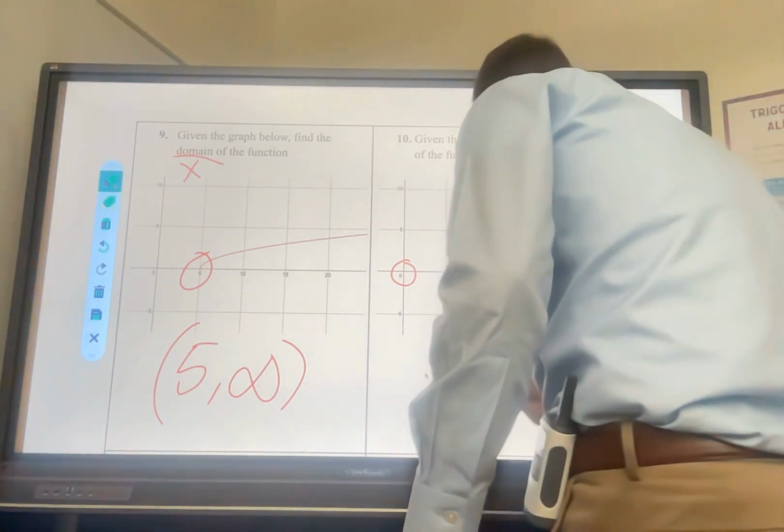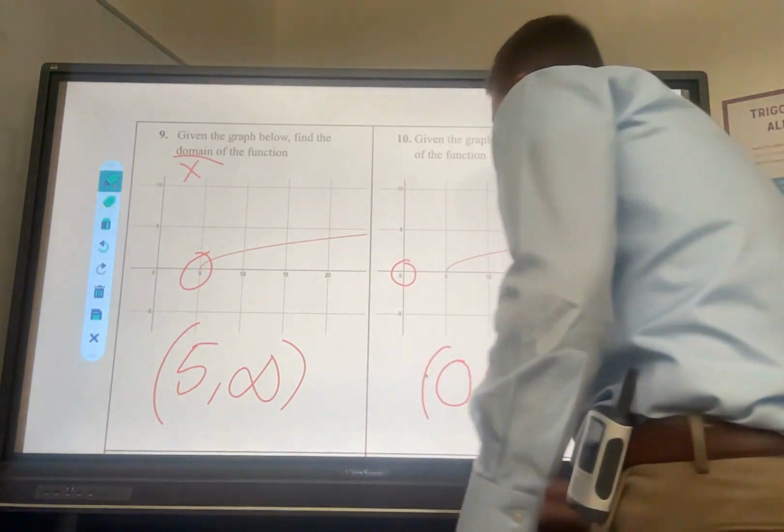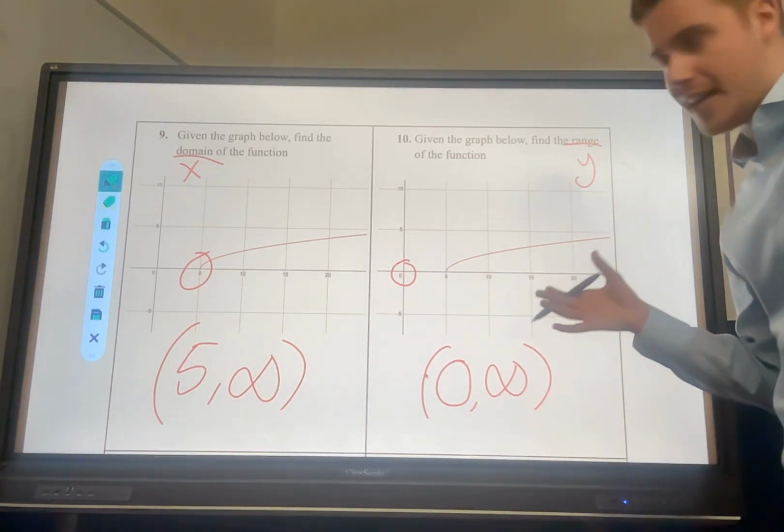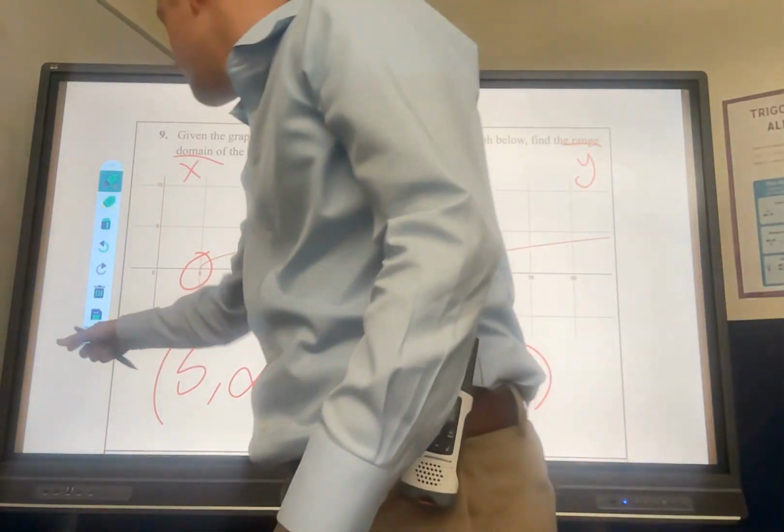And so 0 to infinity is going to be our range here, 0 to infinity. So that's 9 and 10. Let's move on.